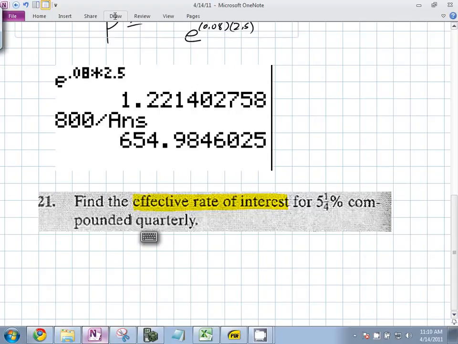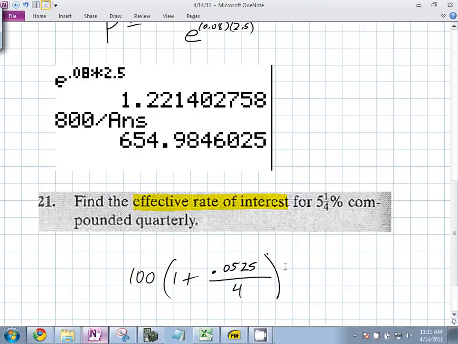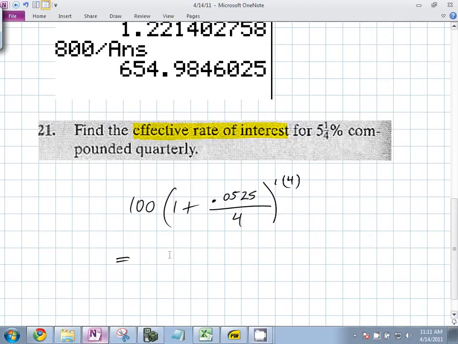So let's just give a specific situation. How much money do we want in our account? Let's say $100. That's a good number to start with. And we're going to go for 1 year. 1 plus 0.0525 over quarterly, so 4. For 1 year, what are we going to raise it to? 1 times 4. So if you do that, can someone do that on the calculator for me? You should end up with, I think, $105.35. Can someone verify that for me, please?